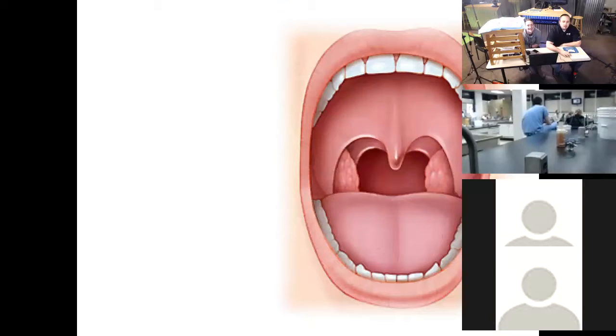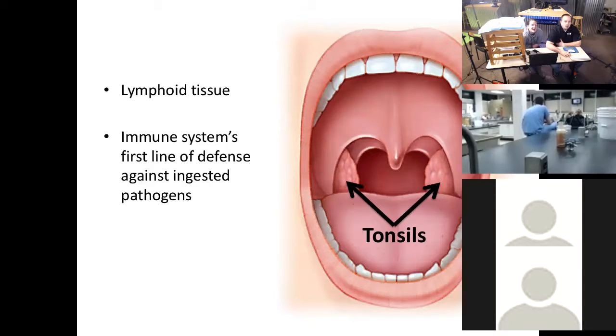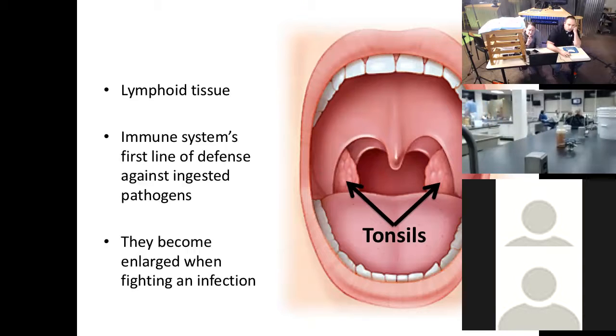Next thing we're going to talk about are the tonsils. And so the tonsils are formed of lymphoid tissue, which means that they're part of the immune system, and they're really the immune system's first line of defense against something that's ingested or in your mouth, any sort of pathogen such as bacteria or virus. They become enlarged when fighting an infection.